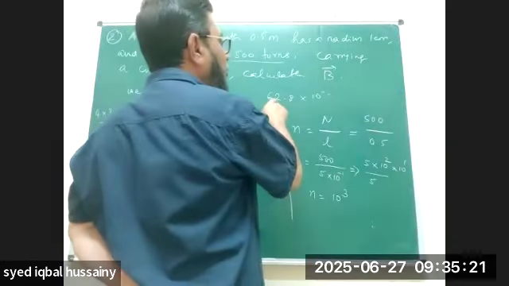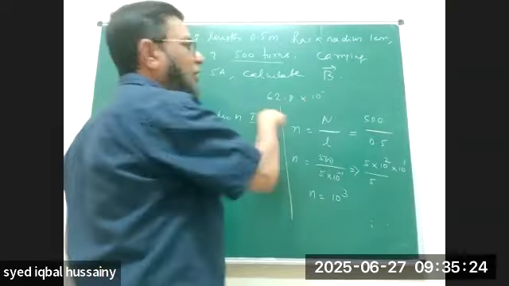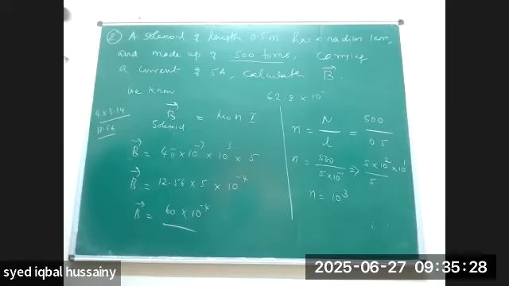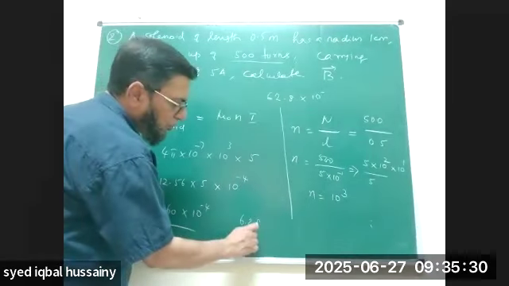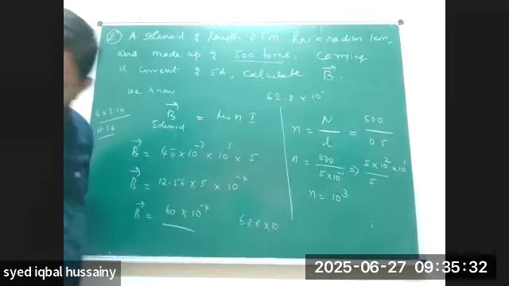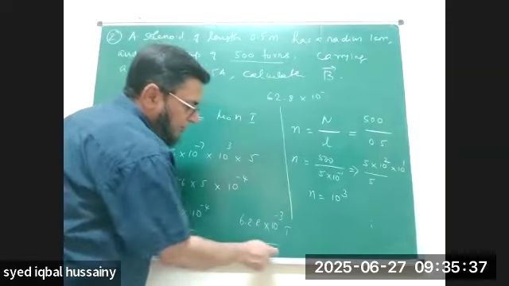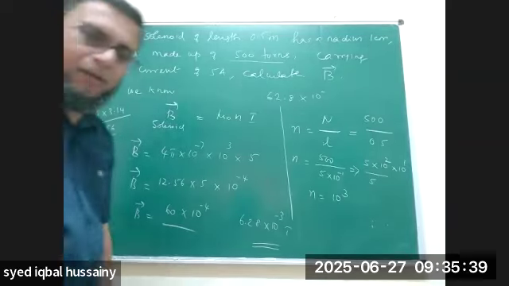That is 6.2, he is saying. This answer is correct. What have the girls given? What is the book answer? You check. What is the book answer? 6.28 into 10 to the power minus 3. This is the book answer. All of you please check.